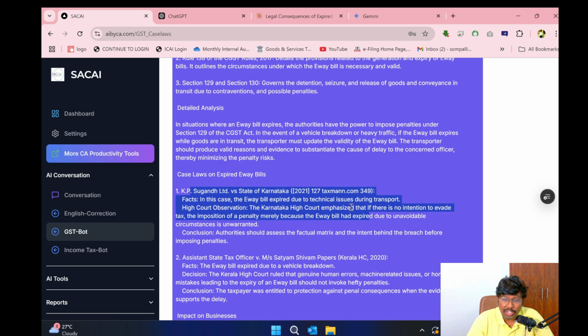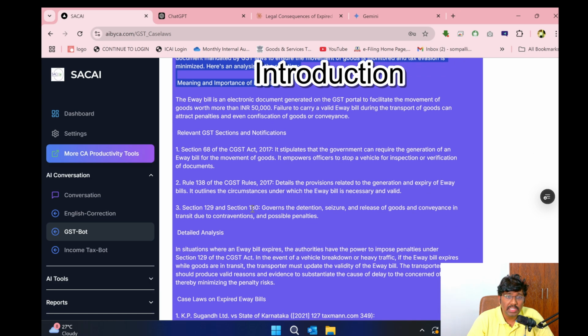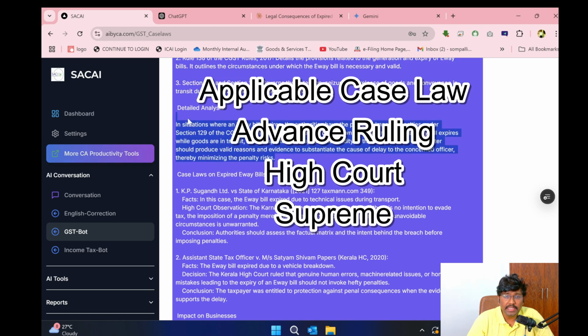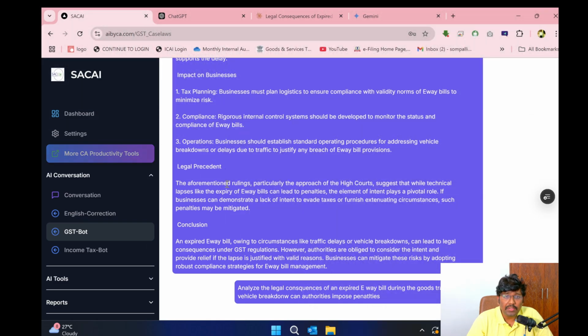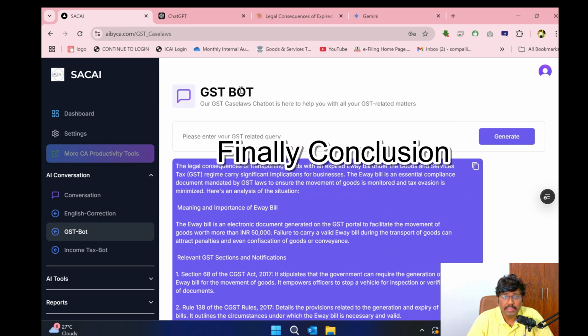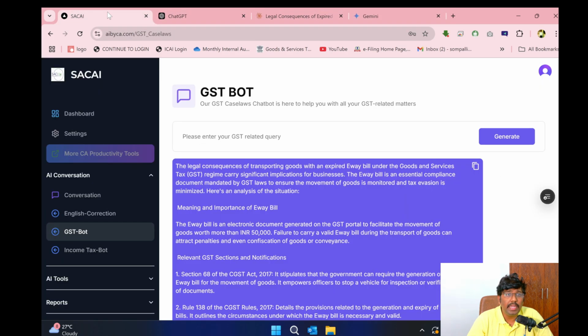See, you need not search for case laws. It's beautifully given: what is its introduction, what is the case, what sections and rules are applicable, what is the detailed analysis in the case, what are the applicable case laws for the Karnataka High Court as well as the Kerala High Court, what is the impact on the business, and what is the conclusion. So I think this AI by CI has given more information when compared to the other three AI tools.